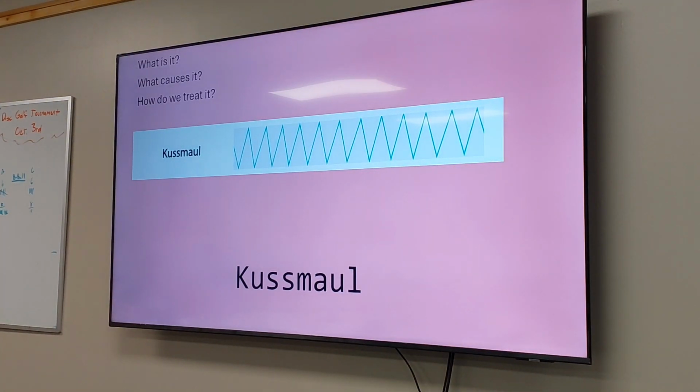Kussmaul respirations. Anybody know what these are? Fast and slow or something like that? So Kussmaul is actually a deep labored breathing pattern, and it's usually pretty regular. Like it doesn't do short breaths, long breaths, short breaths. We see this a lot with diabetic ketoacidosis. So it starts happening when acid levels in your body become too high, metabolic acidosis.